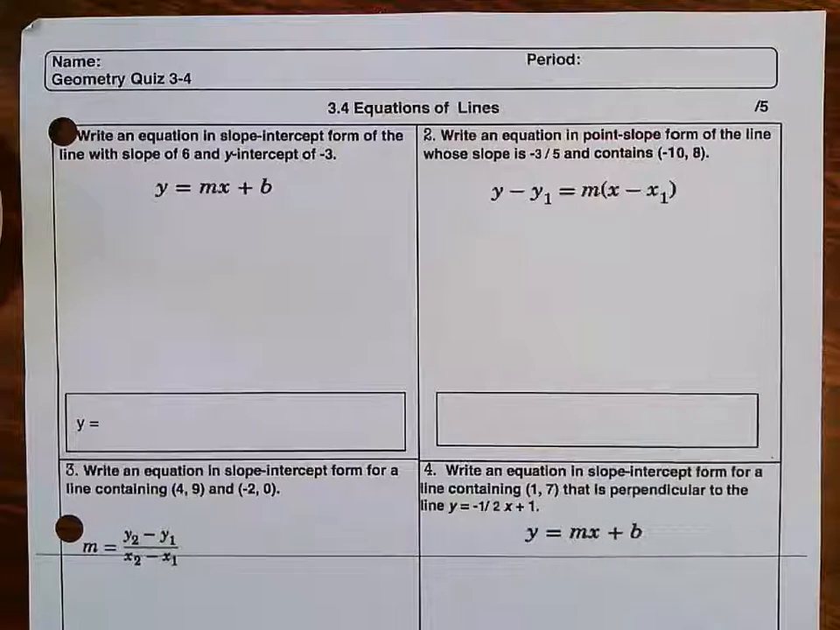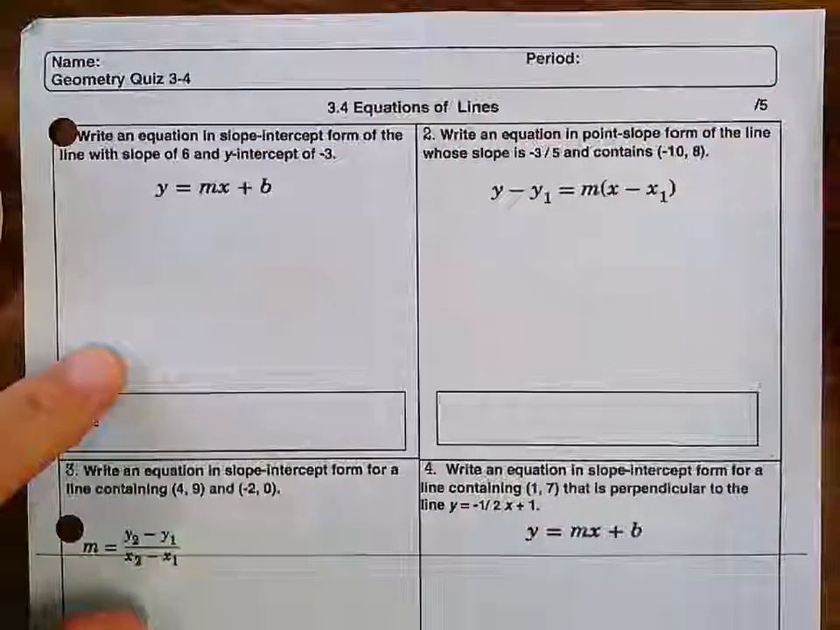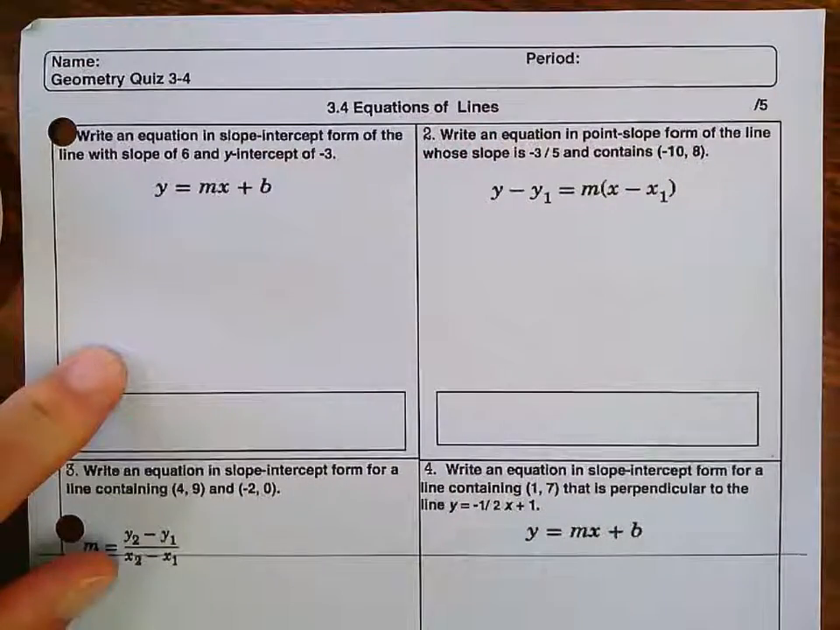This is Mr. Baxter. We're going to take a look at Concept Quiz 3-4. The first question here asks you to write an equation in slope-intercept form.